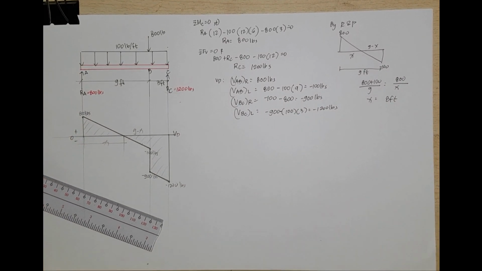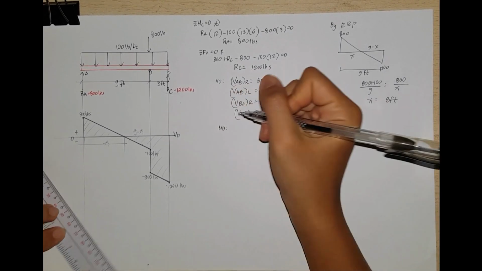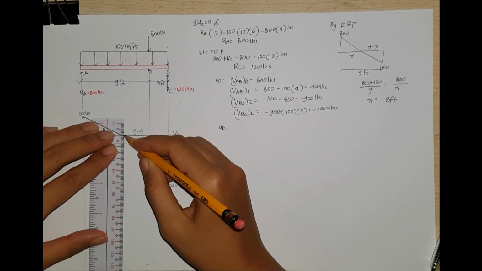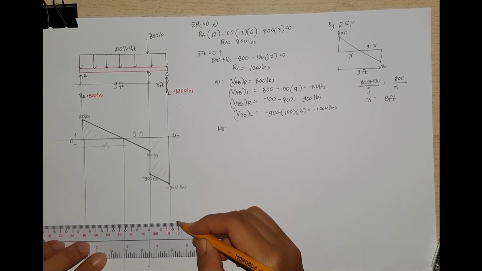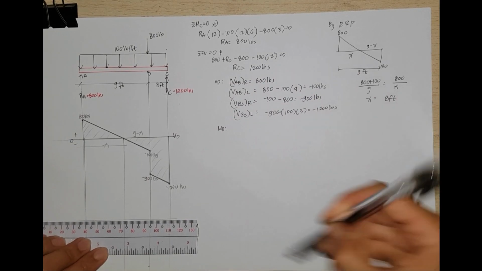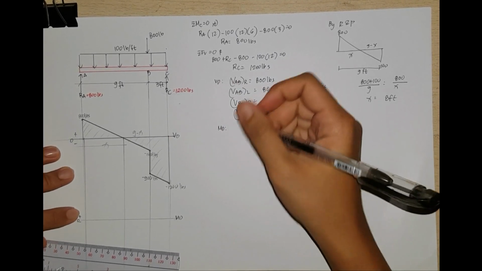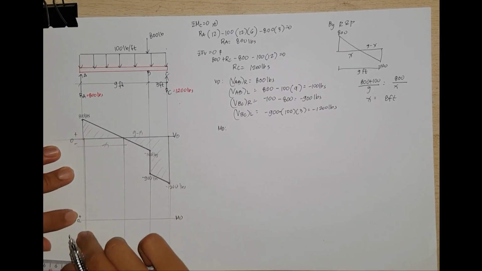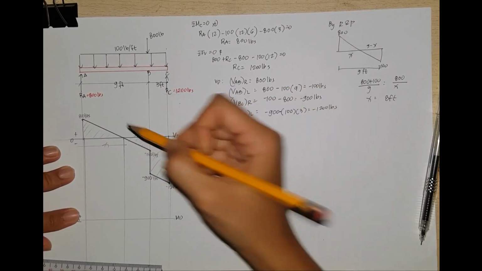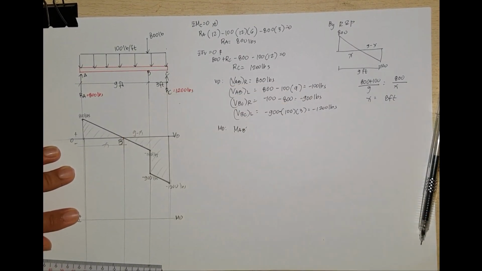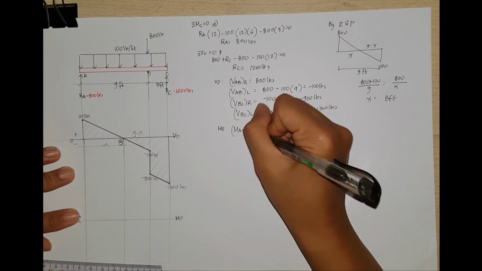Let us proceed to the moment diagram. Our first guiding question, is there any moment at this portion? So, wala tayong moment dito. So, moment at A, B prime. So, this is B prime. Is there any moment at this point? So, wala. So, it is equal to 0.